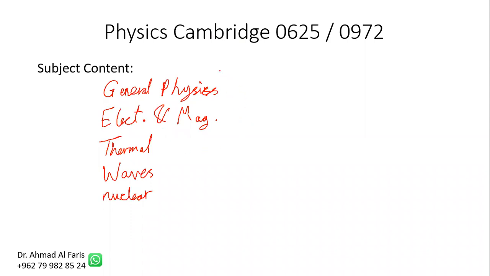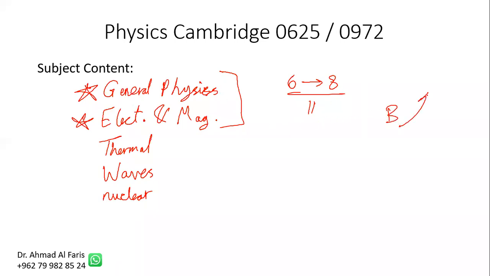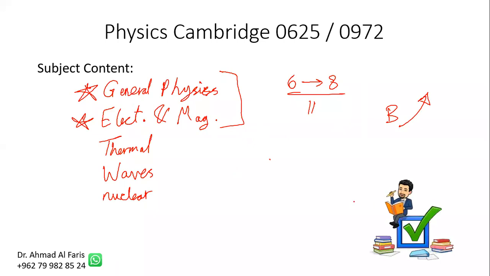So these 2 topics, general physics and electricity and magnetism, are the most important topics because usually they bring between 6 to 8 questions about only these topics out of how much? Out of 11 questions. So if we understand these 2 topics very well and practice on them, I'm talking about B and above, you can get B and above from the total mark. It depends how much you practice, how much you understand, and how much you answer on it.